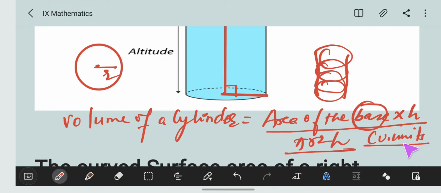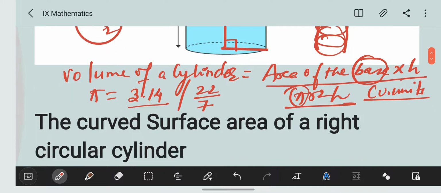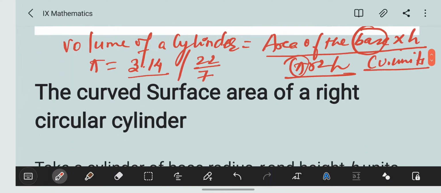Okay, remember the value of pi. If it is given in the question to take as 3.14, take it as 3.14 only, or else if it is not given, by default you take it as 22 by 7. All right, the next is the areas. In the area section we have two areas. One is called curved surface area and the second one is called total surface area. So first of all, we'll get to understand what the curved surface area is.